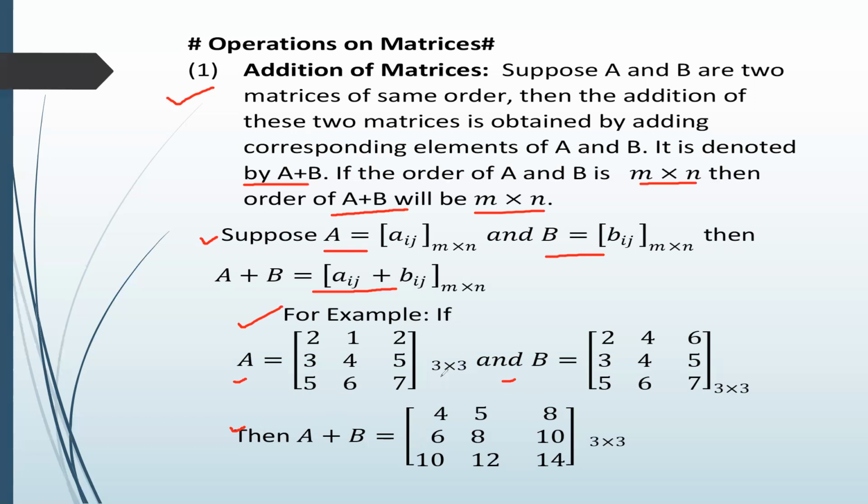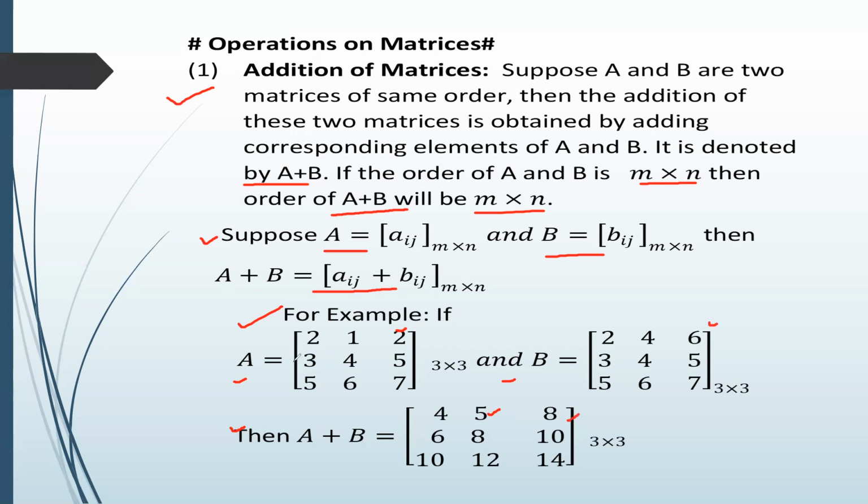Okay. So first of all, for adding these matrices, we add the first element of A with the first element of B, which is 2, and this is 2. So 2 plus 2 is 4. The second element of the first row is 1, and the second element of the first row of B is 4. So 1 plus 4 is 5. Now the third element of the first row of A is 2, and of B is 6. So 2 plus 6 is 8.